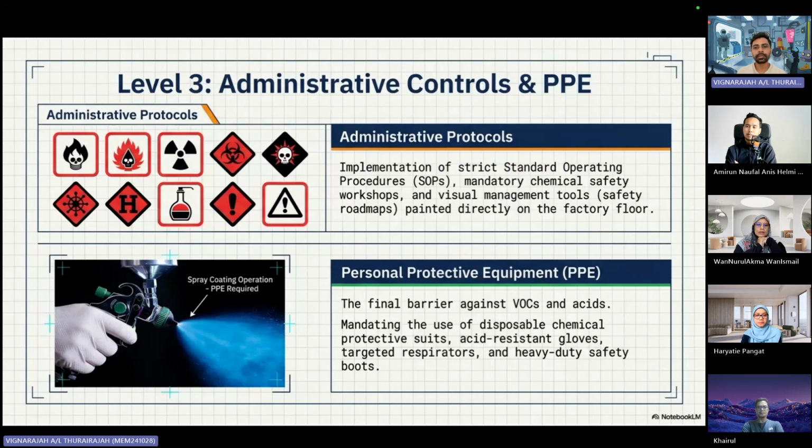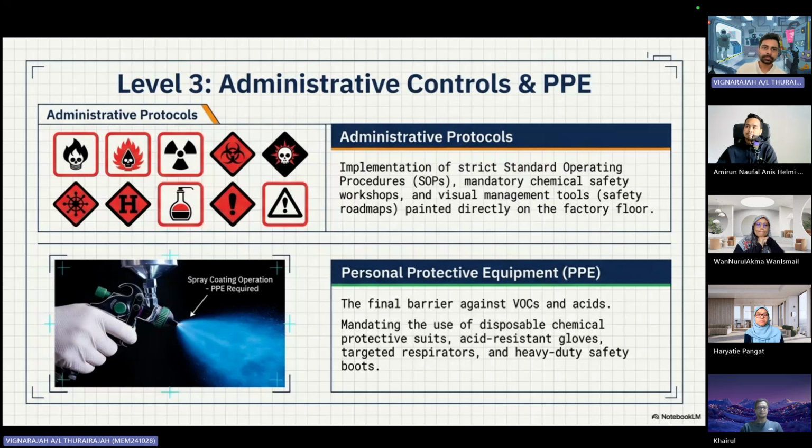The next thing we look at is the PPE, which is the personal protective equipment, the final barrier against VOCs and acids. We have a spray coating operation which requires PPE: mandatory use of disposable chemical protective suits, acid resistant gloves, targeted respirators, and heavy duty safety boots. All these, in general, are the basic minimum that we need the operators to follow. This will prevent any injuries, accidents, or even fatality.